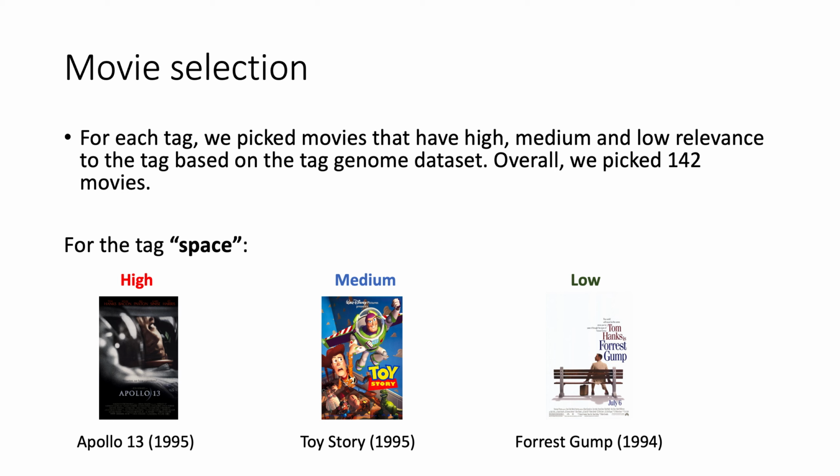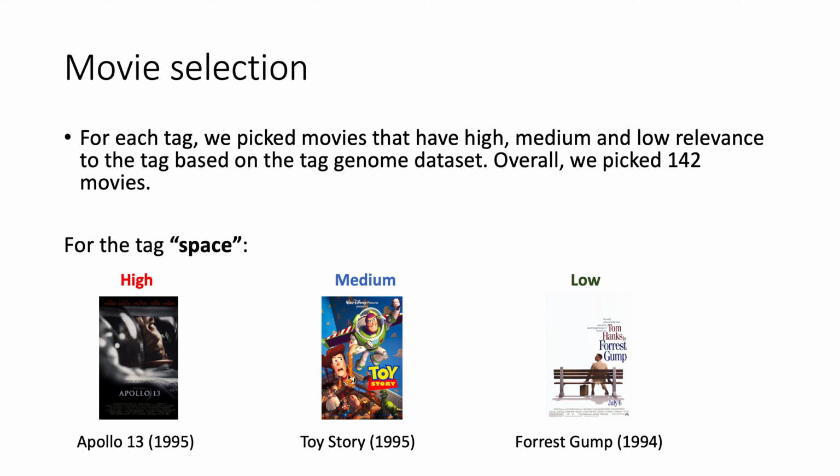For each tag, we picked movies that have high, medium, and low relevance for the tag based on the tag genome dataset, which I talked about in the beginning. Overall, we picked around 140 movies. This is the example for the tag called space.